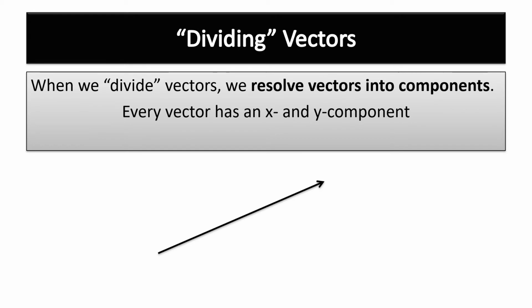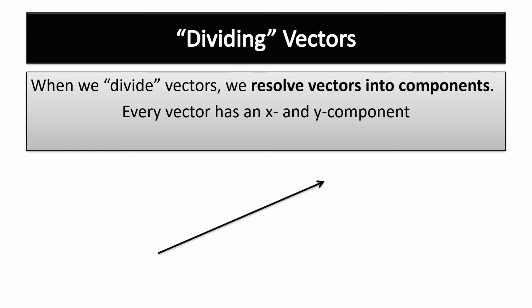We can divide vectors much like we divided the scalars, but instead of calling it dividing the vectors, they use a fancy term. They say we resolve the vectors into components. You're kind of doing the same thing. Instead of splitting the 10 minutes up into 5 different parts, you're splitting this one vector into its x and y parts, or the x and y components.